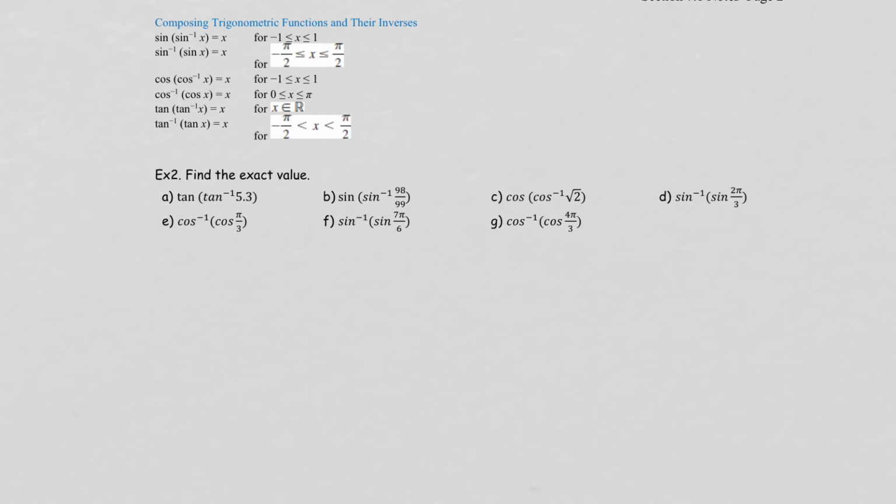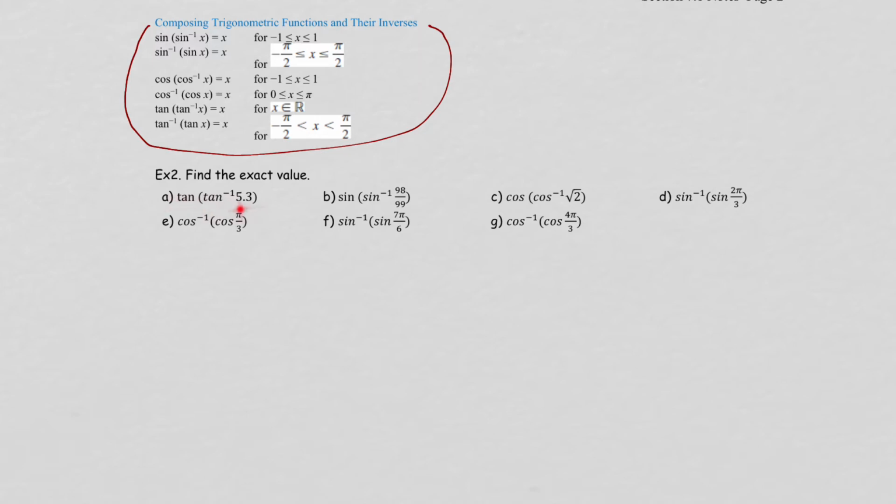Composing trigonometric functions and their inverse. The most important thing that you need to remember is their domain, because the value has to be inside their domain in order to have the exact values. For example, if you have sine inverse, your value has to be between negative 1 and 1. When cosine inverse is inside, the value has to be inside your domain, which is between negative 1 and 1. So let's look at the examples.